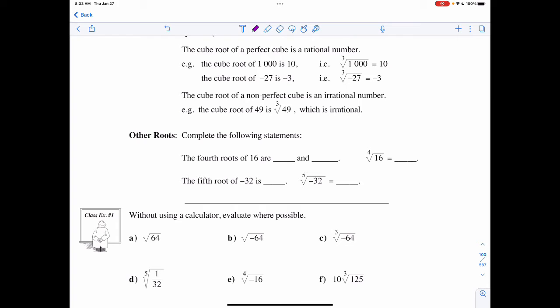So if I'm filling in the statements, the fourth roots of 16, well, if I take the fourth root of 16, that's going to be 2 or negative 2. But if it's asking for just the principal root, that would be just 2. The fifth root of negative 32 is negative 2. And if it's an odd index, it's only going to have one possibility anyways. It's only going to be negative 2.